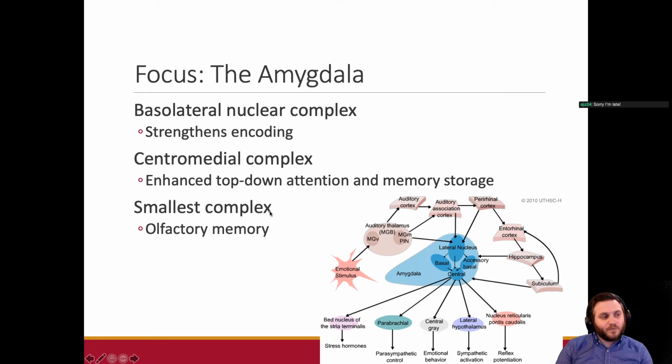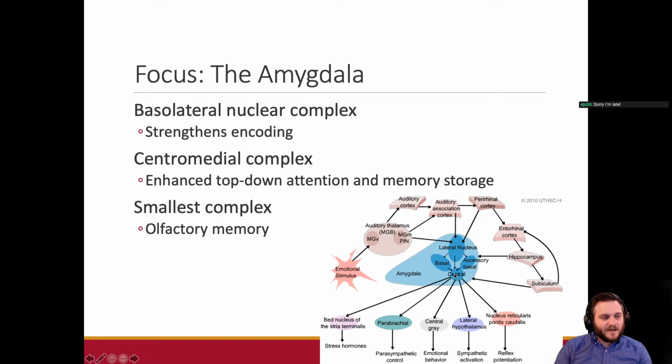So we have then the central medial complex, which is this right here. I think I just referred to it as central elsewhere in the slides. I don't entirely remember. I only made these on Monday, but shoot. It's been a long time.